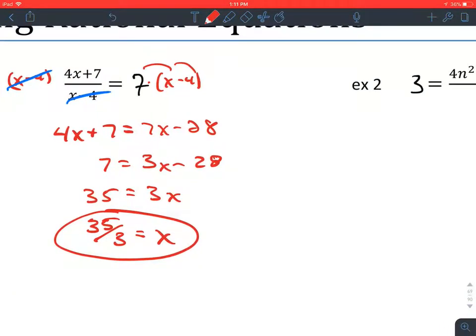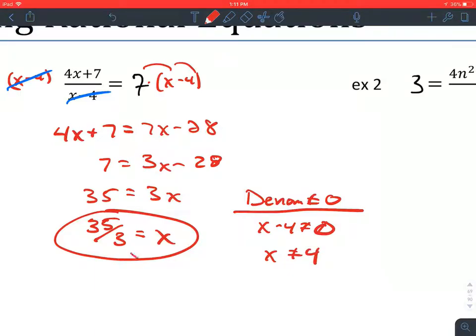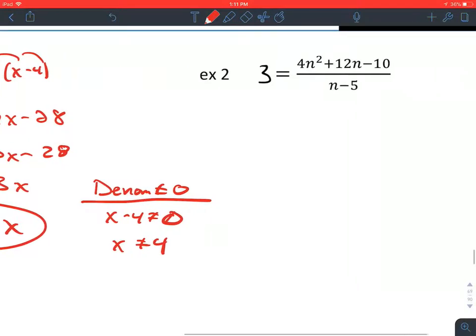I don't know for sure, because I have to also make sure that I know that my denominator can't be 0. x minus 4 can't be 0, so x can't be 4. Now, as long as this answer doesn't conflict with what the answer can't be, then that is your answer. It does not conflict, so the answer is 35 thirds.